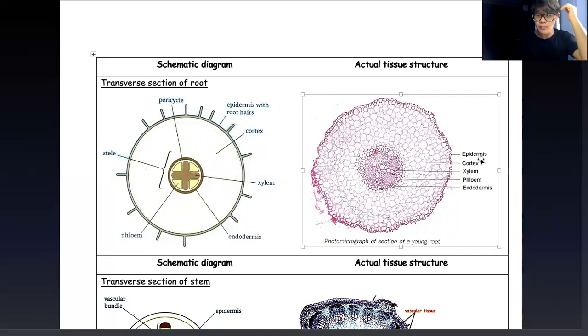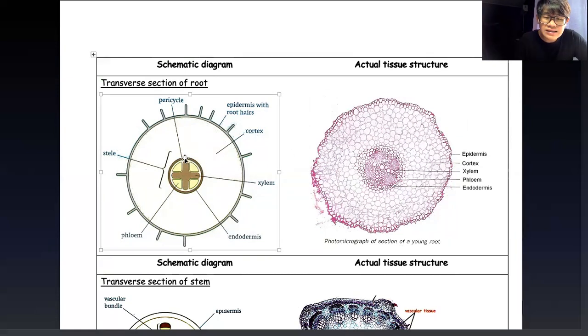Now, we'll talk later about what they are for. The cortex, epidermis, and all these things, what are their functions? We're going to have that later. Now we just identify that. So you have the epidermis, you have the cortex, the white region here.